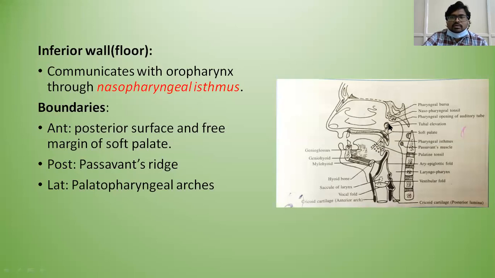Previously, we discussed the oropharyngeal isthmus in the last class. This is the nasopharyngeal isthmus. It's a communication between nasopharynx and oropharynx, bounded anteriorly by the lower border or posterior surface of the soft palate, posteriorly by Passavant's ridge, laterally by palatopharyngeal arches.